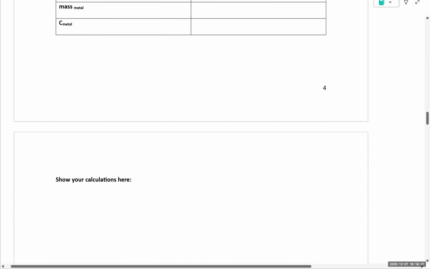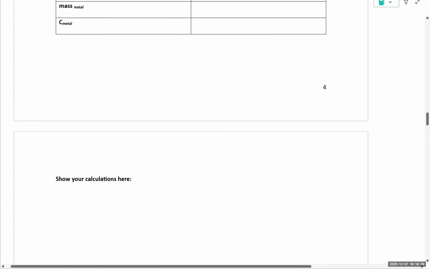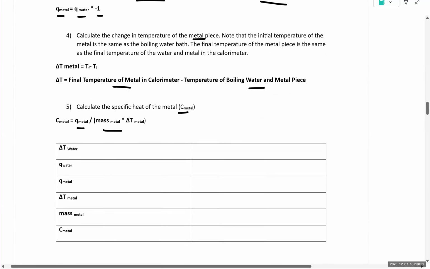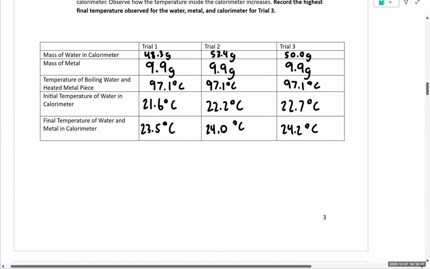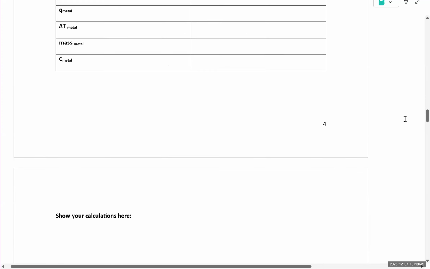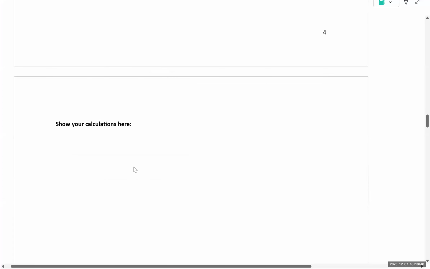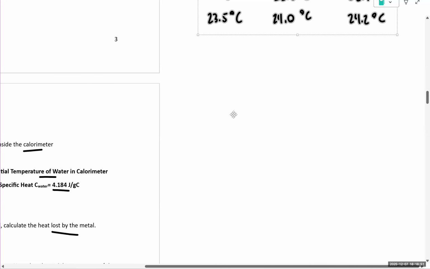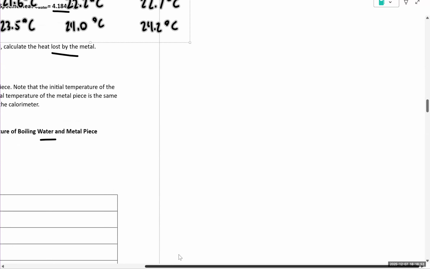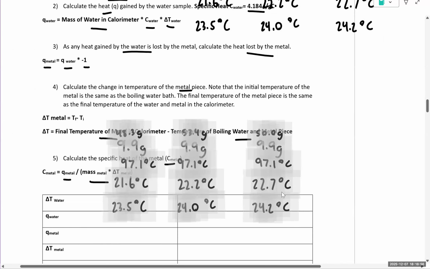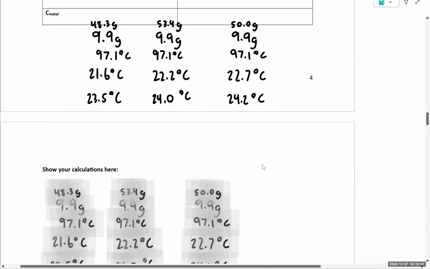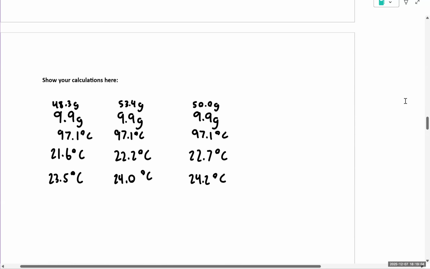Okay, so let's do some calculations here. I will do them for the first trial, and you'll do the remaining calculations for the remaining trials. So let's transplant that data over, and let's go through it step by step. I'm just taking the data that I've collected and moving it down. Okay, so here's our data.